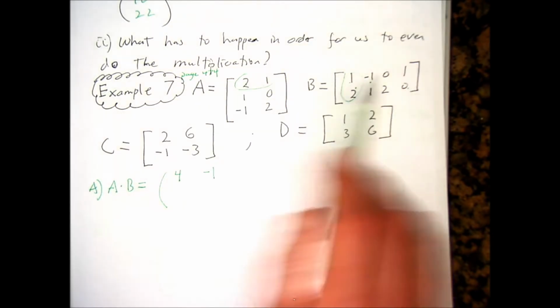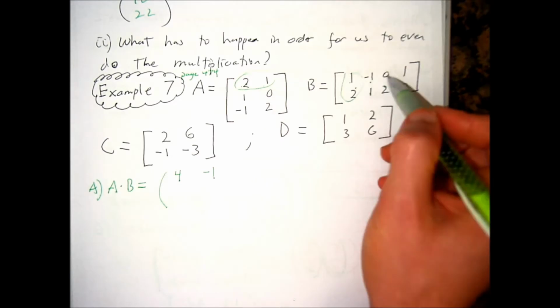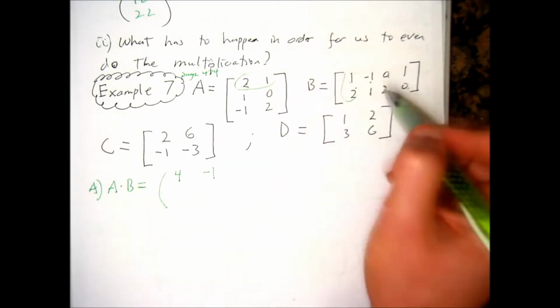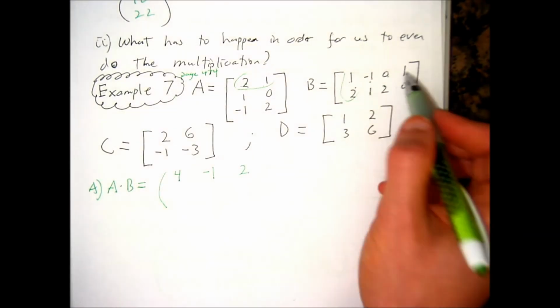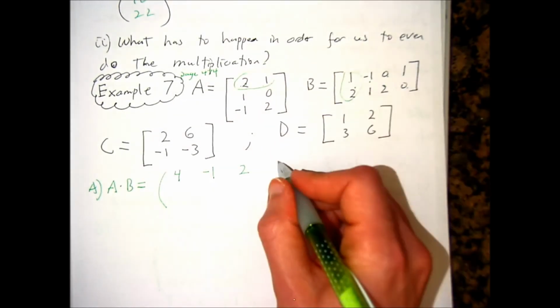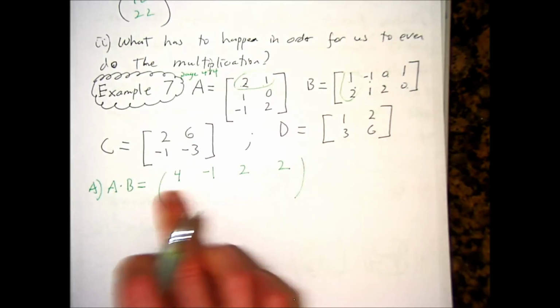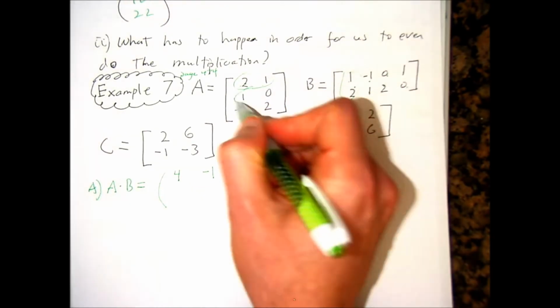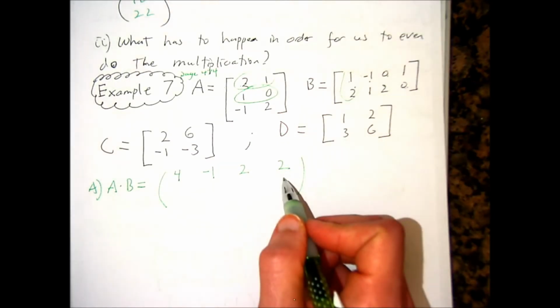So now I do this one. This row times the third column. 2 times 0 is 0, plus 1 times 2 is 2. 2 times 1 is 2, plus 1 times 0 is 2. Okay, so I'm done making that first row. This row times every column in here will make my second row in the new matrix.